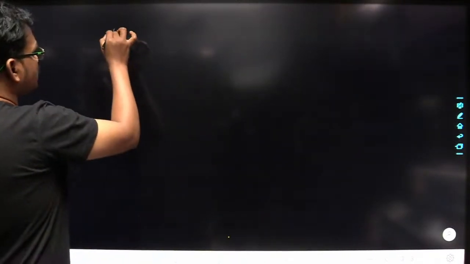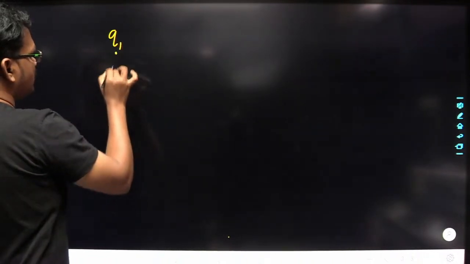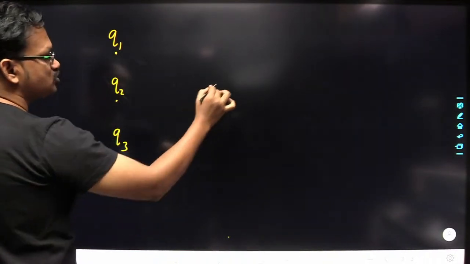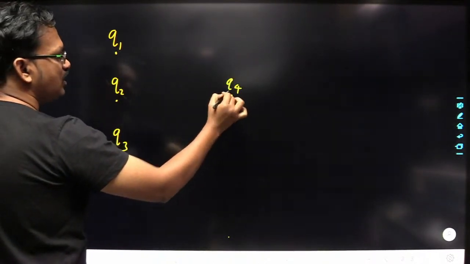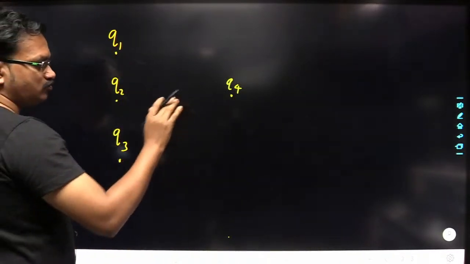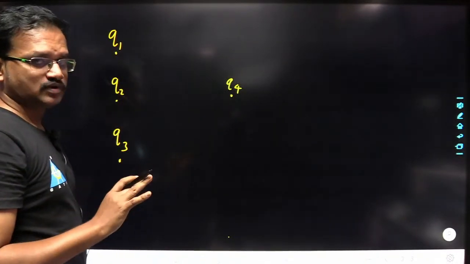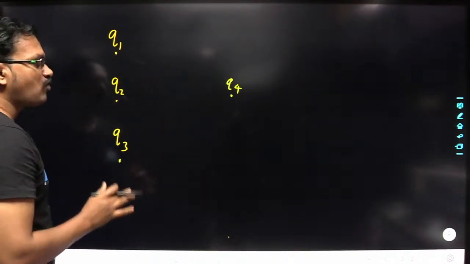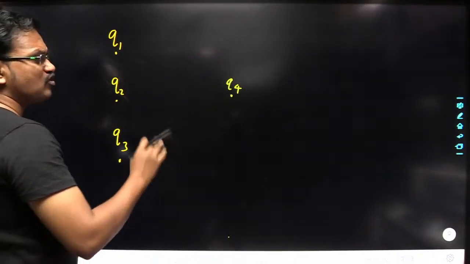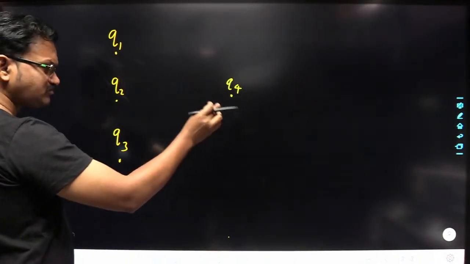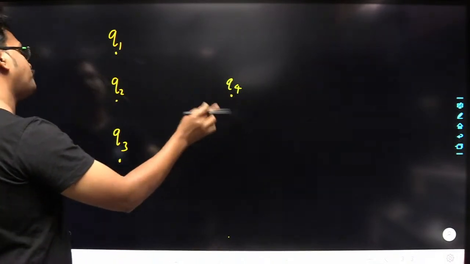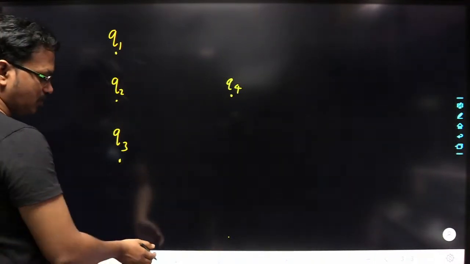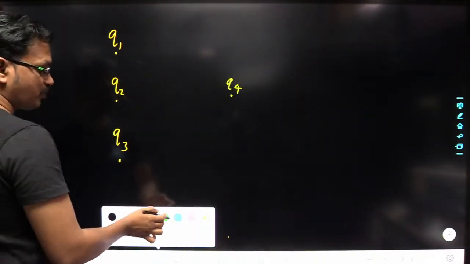See here, if you are having Q1 charge here, Q2 charge here, and Q3 charge here. Let us assume here you are having Q4 charge. Let us assume Q1, Q2, Q3, Q4 all are of the same polarity. Now if you want to determine the force experienced by Q4 due to Q1, Q2 and Q3, then how can you determine it? What you have to do? You have to apply the superposition principle.